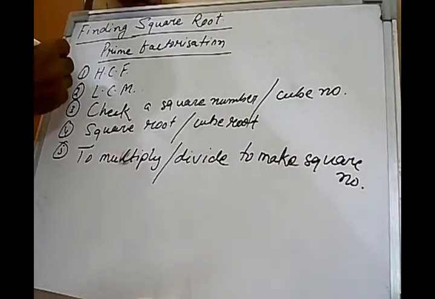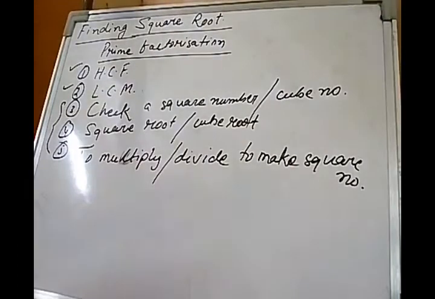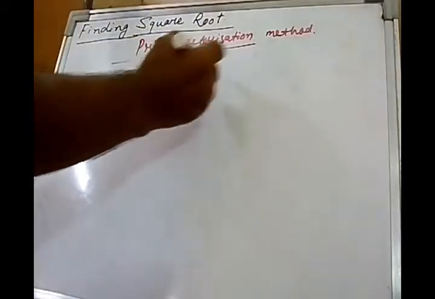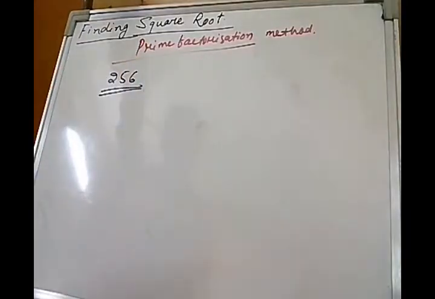In earlier classes we have already learned what HCF and LCM mean. So now we will discuss these three steps. Here now I am taking 256. We will check whether 256 is a square number or not. So we have to follow the prime factorization method.